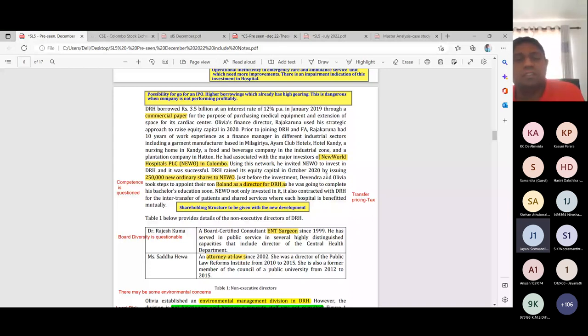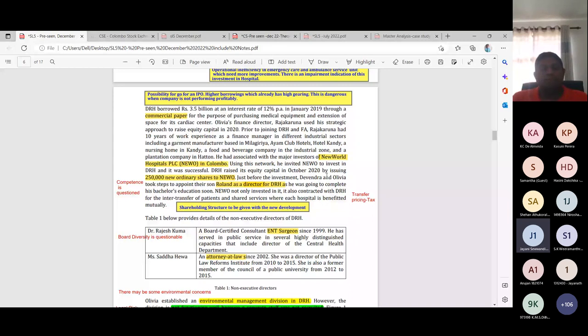So next, NEWO not only invested in it, but also contracted with DRH for the inter-transfer of patients and shared services where each hospital benefited mutually. Now they have some mutual arrangement also. They are transferring patients to each other also. There may be some transfer pricing issues in taxation. So you have to carefully look at those aspects.